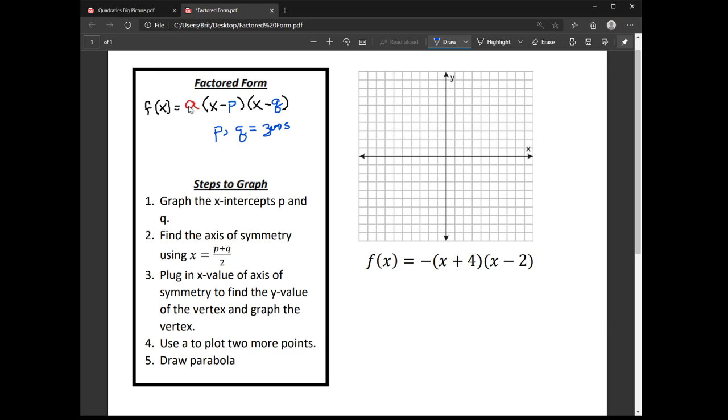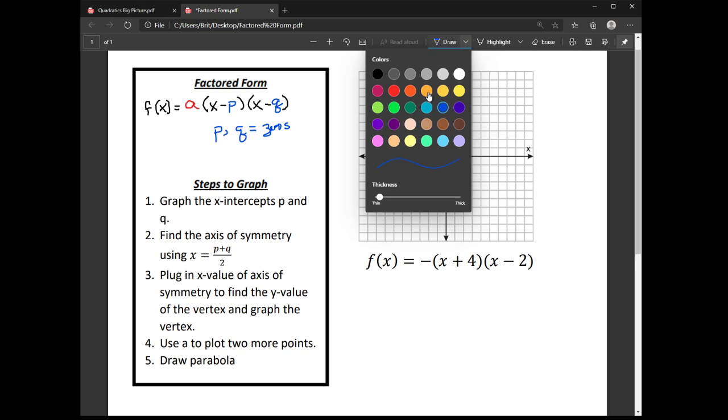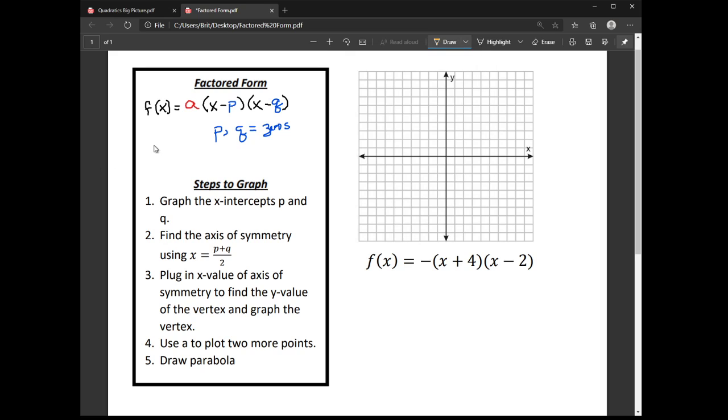And that a value again is how much of the parabola will move up or down when I go 1 unit to the side of the vertex. And if I want to find the axis of symmetry, I'm going to use the formula x equals p plus q all over 2.